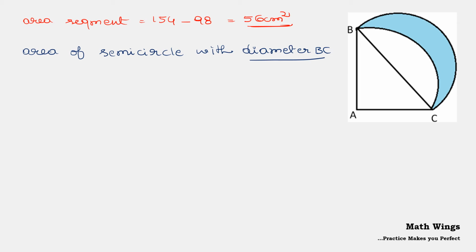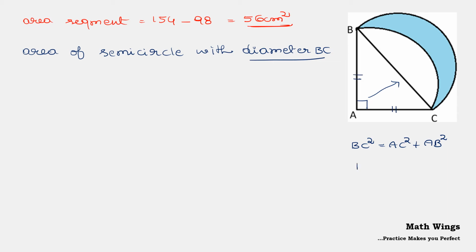But here, I don't know the diameter BC. How can I find the diameter BC? If you observe, BC is opposite to angle A. Therefore, I can write BC square is equal to AC square plus AB square. In this problem, we know that AB is equal to AC.